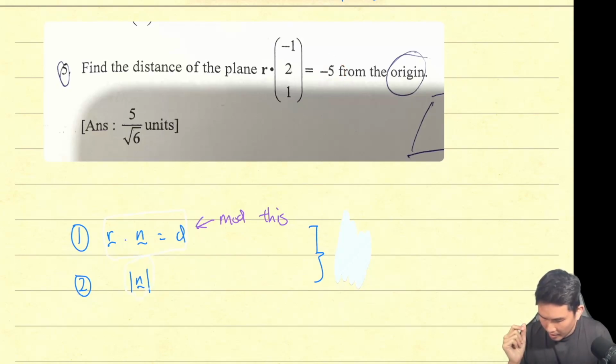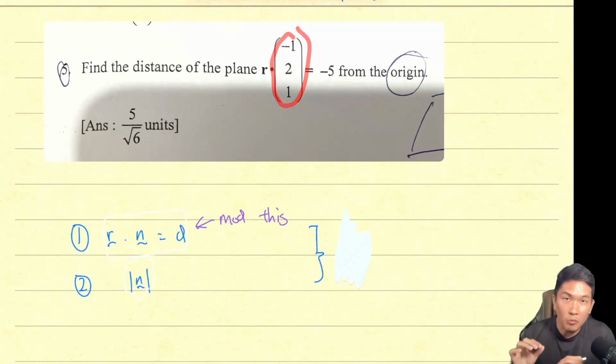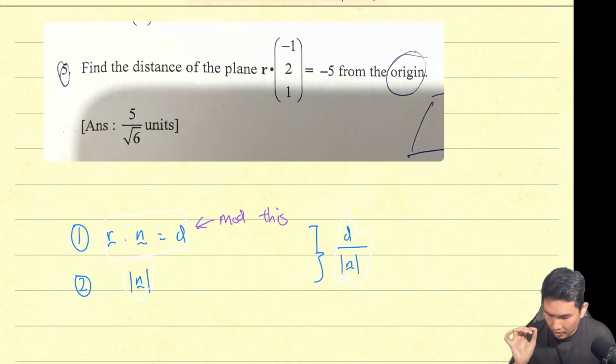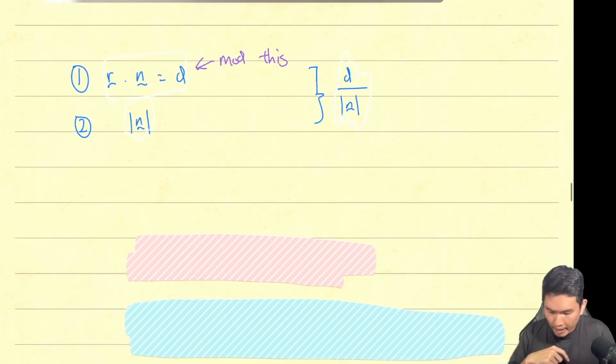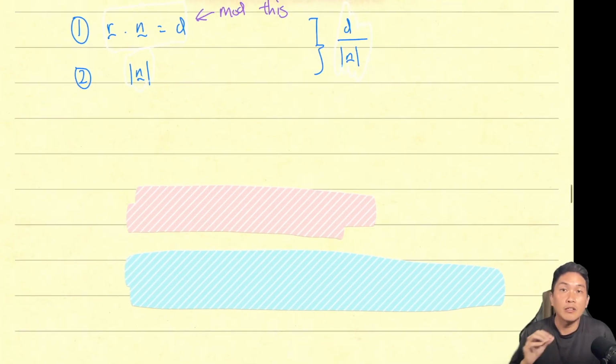Secondly, I need to find the magnitude of my normal vector, which is √6. Now, if you combine the two of them together, you have 5/√6. That's it. That is how simple it is. But why? Now, before I go into the why, there are actually 2 fundamental concepts of vectors that you need to understand very well in order to fully benefit from this video.